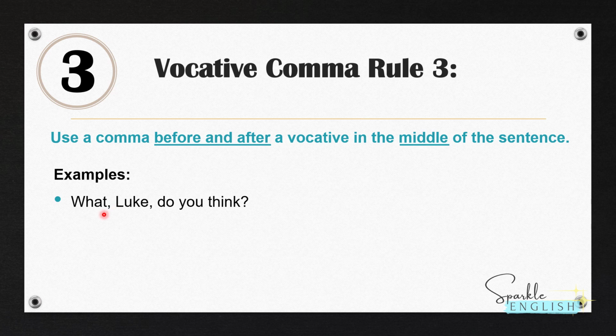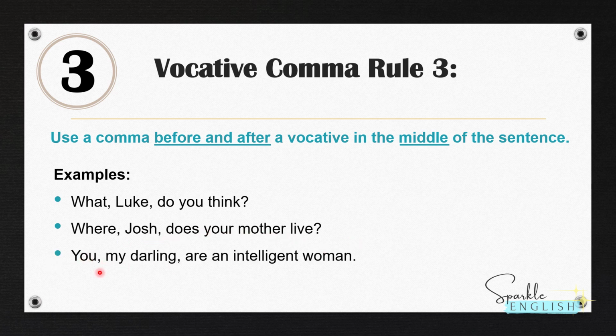It would be more common to say, "Luke, what do you think?" Or, "What do you think, Luke?" But sometimes we do use a vocative in the middle of the sentence. And in this case, we have to use a comma before and after. "Where, Josh, does your mother live?" "You, my darling, are an intelligent woman."